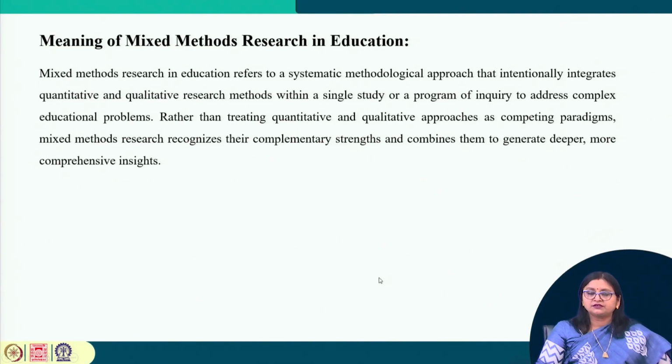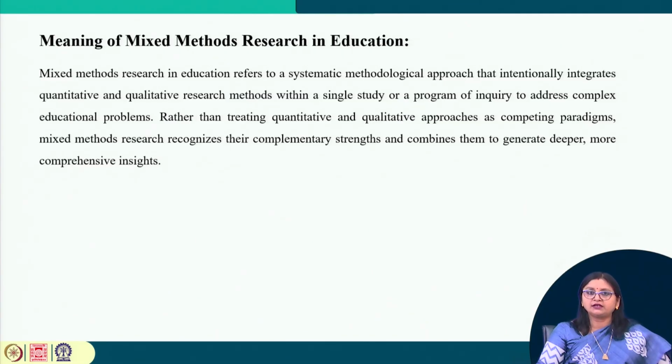Meaning of mixed method research in education, especially I am talking about education. In the previous lecture on mixed method research, we were talking about the general concept. Now, we are focusing on education itself. Mixed method research in education refers to a systematic methodological approach that intentionally integrates quantitative and qualitative research methods within a single study or a program of inquiry to address complex educational problems.